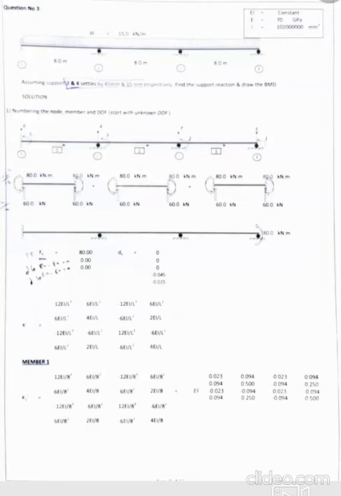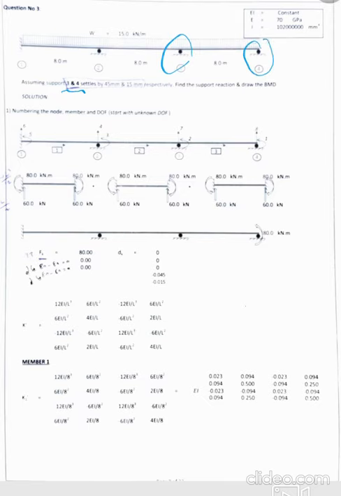Hello everyone. Today I'm going to show you how we can solve a beam by the stiffness method. In this example we have a beam with a distributed load of 15 kilonewton, and also we have a settlement on node 3 and node 4. This is node 3 and this is node 4.